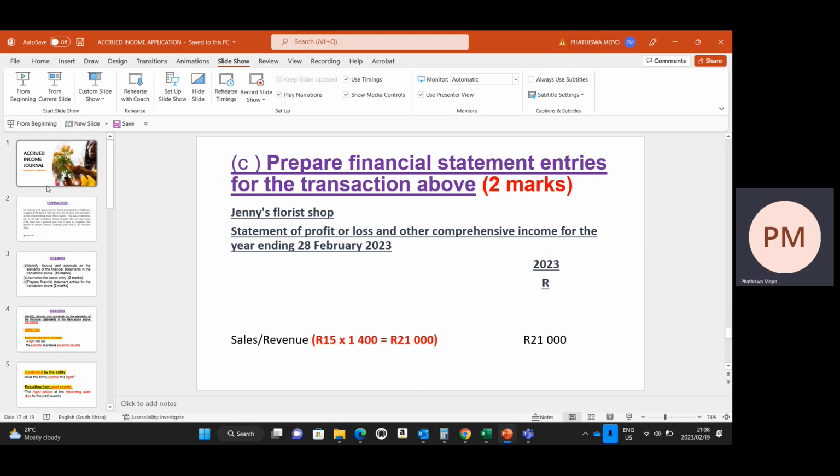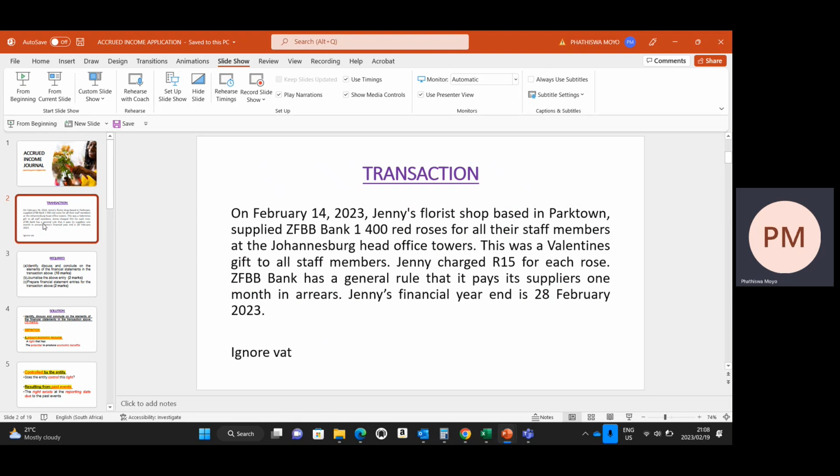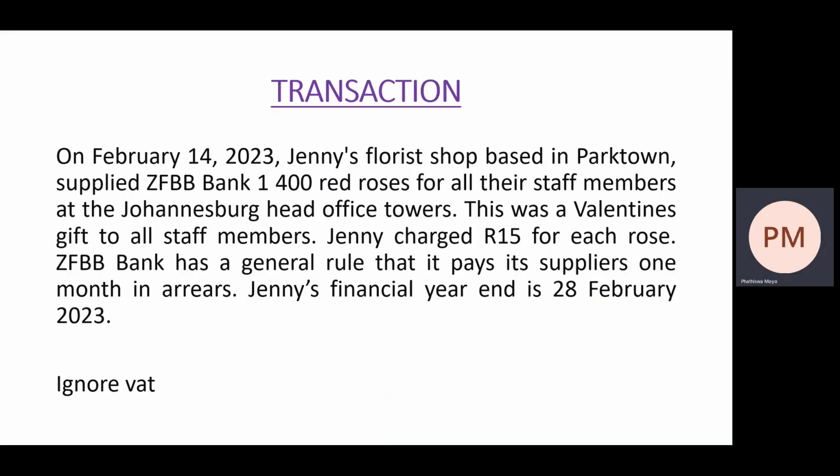So we're looking at the accrued income journal, and this is the case study. On February 14, 2023, Jenny's Florist Shop based in Parktown supplied ZFBB Bank 1,400 red roses for all their staff members at the Johannesburg head office towers. This was a Valentine's gift to all staff members. Jenny charged 15 Rand for each rose.